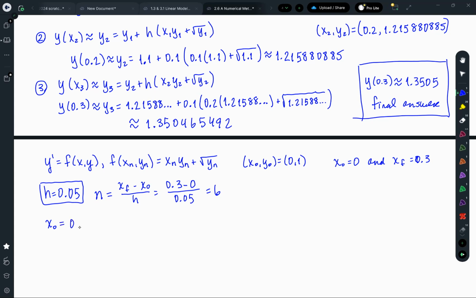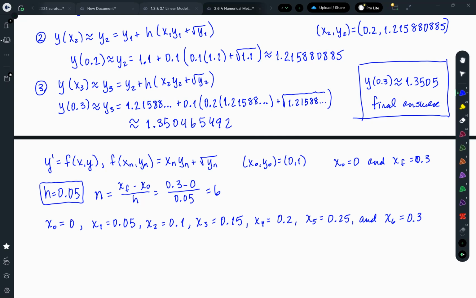Given that I know that I have 6 steps, though, and I know x naught is equal to 0, this means that x1 would be equal to 0.05. x2, we would add another h. It's equal to 0.1. x3 would equal 0.15. That's just adding another h. x4, we'd add another h to get 0.2. x5, add another h, we get to 0.25. And finally, x6 would equal, adding another h, 0.3.